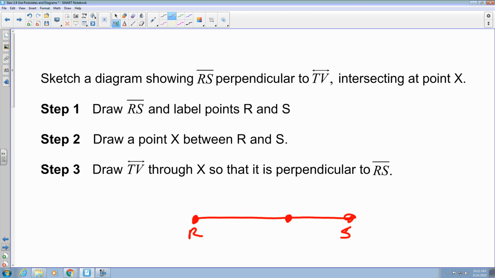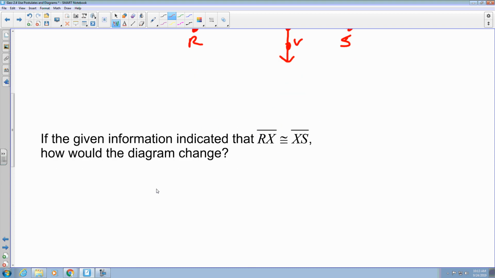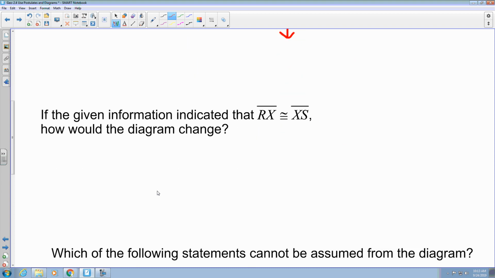Next, it says draw TV through X that is perpendicular. So I got to go here, make my line. So this is X, this is T, this is V, and because it's perpendicular, I got to make that right angle there. So that is everything that they told us, and the sketch diagram fits that particular parameter.